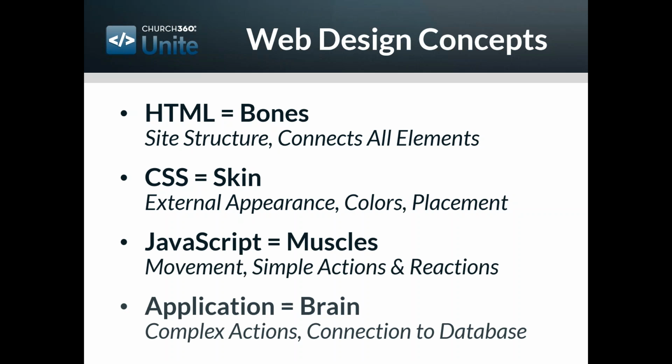The last thing on here, and I gave it a very general term, the application. This is the actual app or application that's running in the background. So Church360 Unite is what we define as our application. It's developed with a programming language called Ruby on Rails, and it does a lot more in the background than what any of the other things do. So that's why I put it as the brain of the operations.